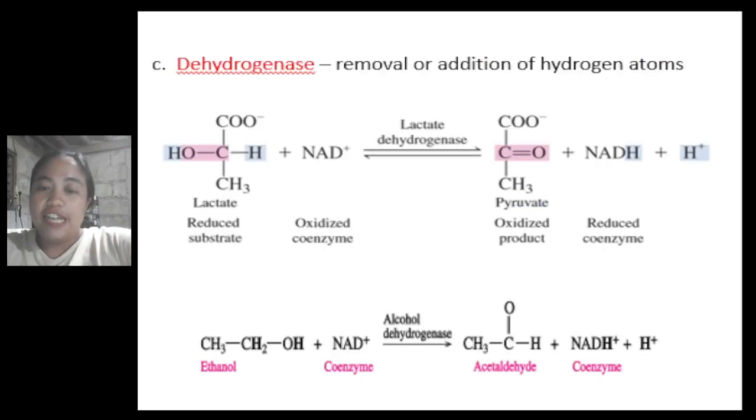Another oxidoreductase is the hydrogenase. So this is the removal or addition of hydrogen atoms. So class, if this is what is given in the quiz or exam, you should know what enzyme this is, what major class of enzyme it is. So you have to identify what is common and what is the difference between the different enzymes by just looking at their reaction.